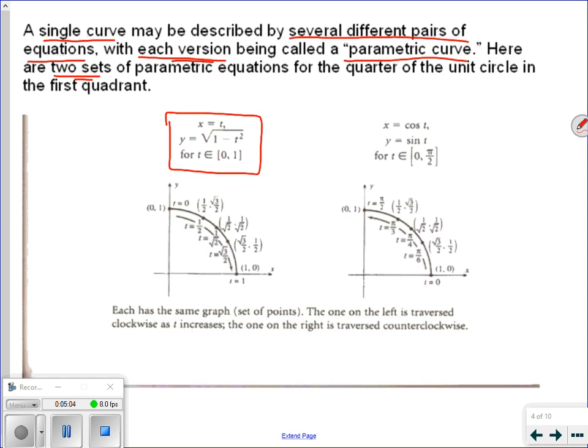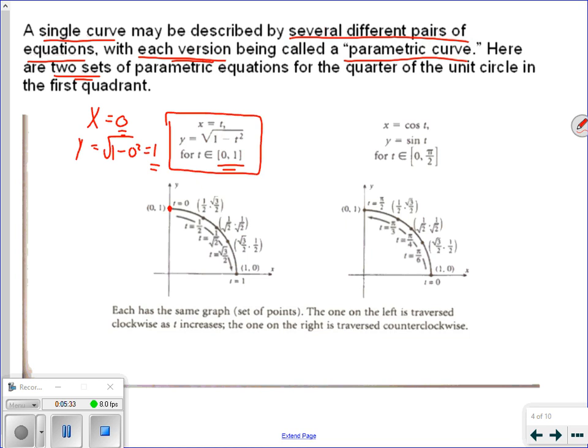So if we look at our parameter being between 0 and 1, if I plug 0 in for t, then I get x equals 0, and I get y equals the square root of 1 minus 0 squared, or 1. So at the parameter of time equals 0, or t equals 0, my position is at (0, 1). So here's the point (0, 1).